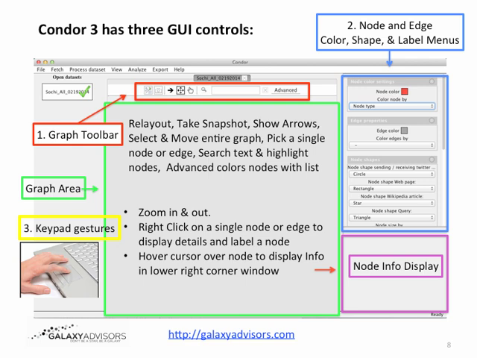And then the 3rd GUI is really the keypad gesture, so you can use 2 fingers to zoom in, zoom out. You can click on a single node and show its more node details, as well as click on an edge to show edge details. You can hover your cursor over a node and the information will be displayed in the lower right. So the 3 Condor GUI controls give you a lot more hands-on manipulation of that final visualization.